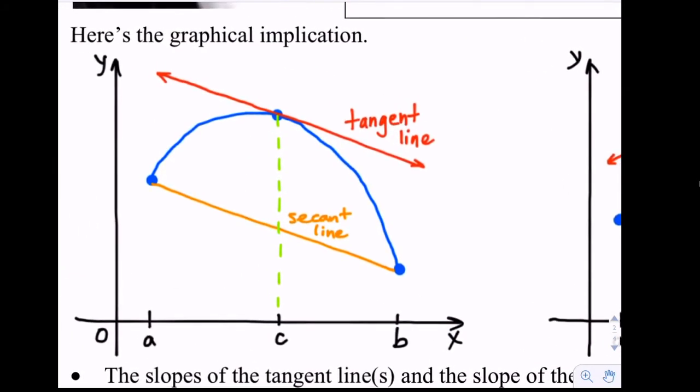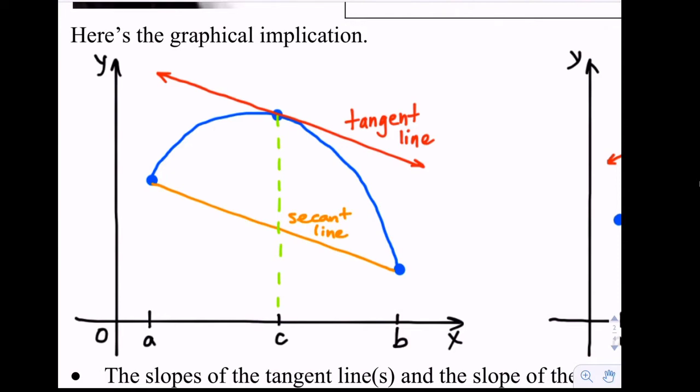Let's look at some applications. Here's the graphical implication. We have this blue graph from A to B. It's continuous on the closed interval from A to B. We got the y values at the endpoints tethered to the graph itself. It's continuous. There are no cusps or vertical tangents on the interior, so it's differentiable in the open. Do the y values equal each other at A and B? No, but they don't have to for the MVT to apply.